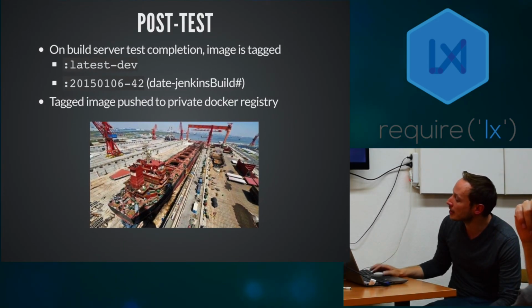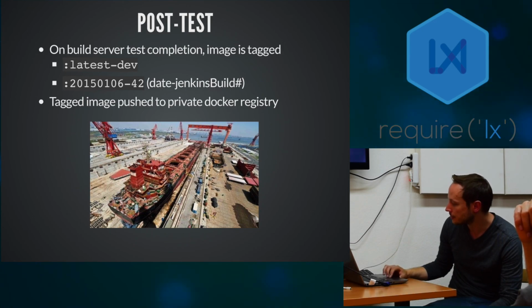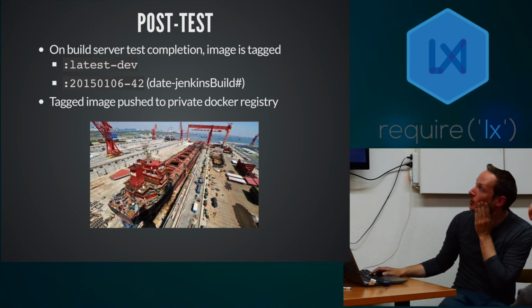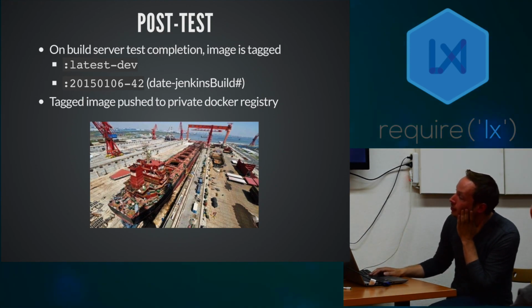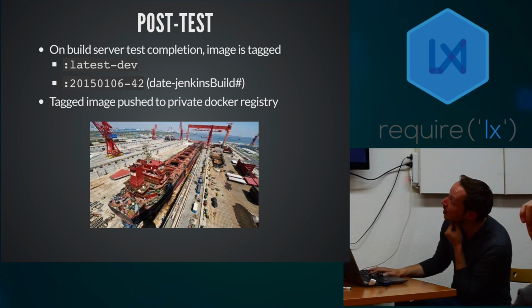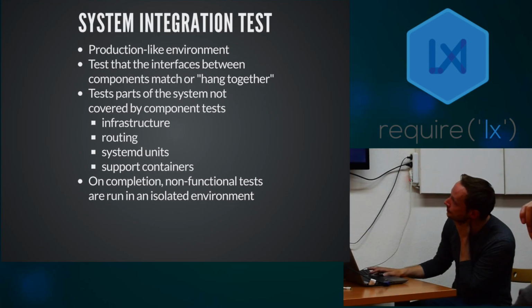So after the test has been completed, then we've got various deployment tasks. The image is tagged, so we get a Jenkins build number, as well as the date, in case Jenkins ever disappears, as well as latest dev, and then we push it to a private registry.